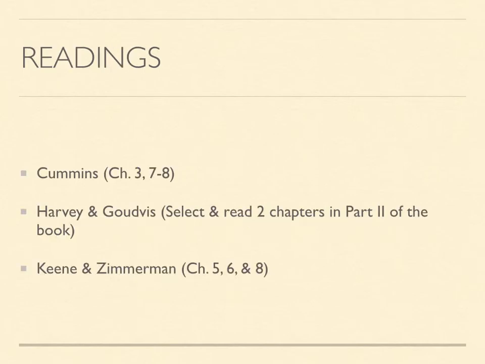So I have a few readings this time. The last 3 chapters that you need to read in the Cummins text. For Harvey and Goudvis, if you look in part 2 of the book, there are several chapters about different strategies that can be used. You're going to select and read 2 of those chapters. So you don't need to read them all. Of course, you're welcome to, but for the purpose of the course, you just read 2 of your own selection. And then finally, Keene and Zimmermann, chapters 5, 6, and 8.